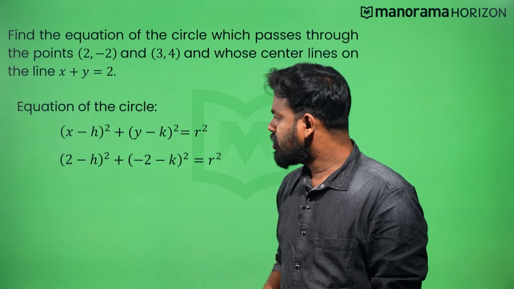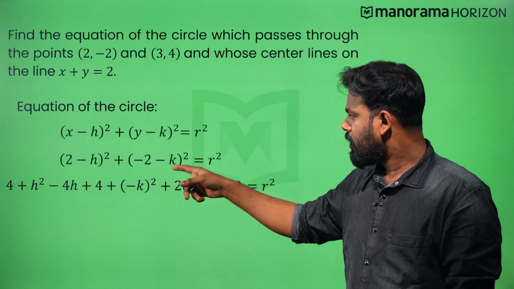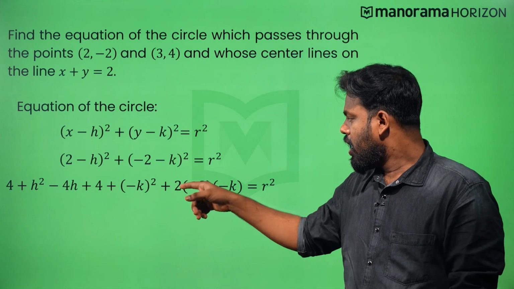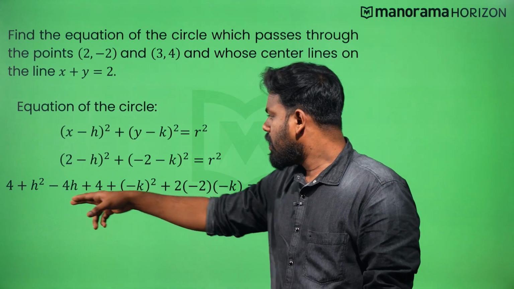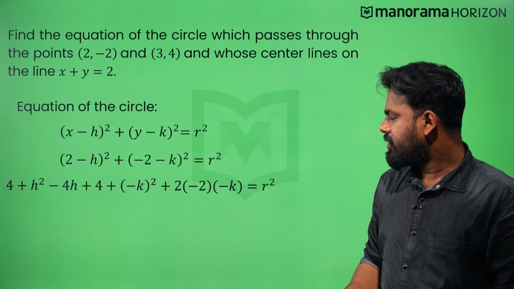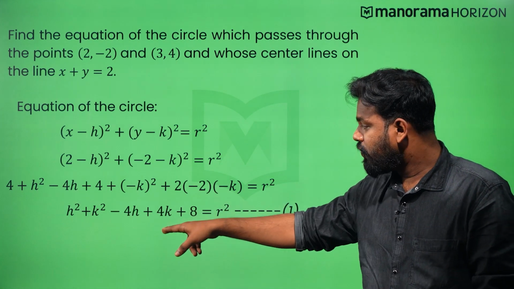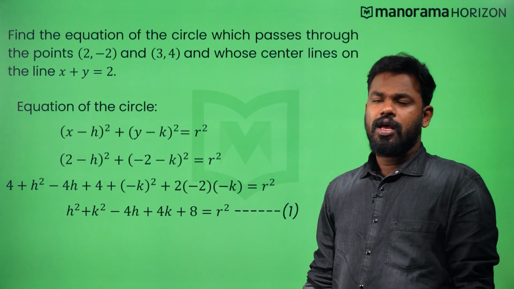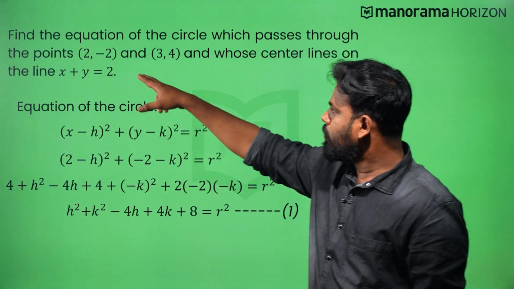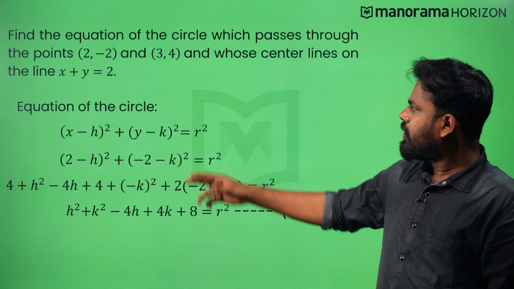Now when I expand this, I will be getting 4 plus h square minus 4h plus 4, and (minus 2 minus k) the whole square is what? 2 into minus 2 minus k, which is equal to r square. So I expand this whole thing and I get something like this. Or I can write it as h square plus k square minus 4h plus 4k plus 8 is equal to r square. So this is what I get when I put (2, minus 2) in this equation. Next I'm going to put what?